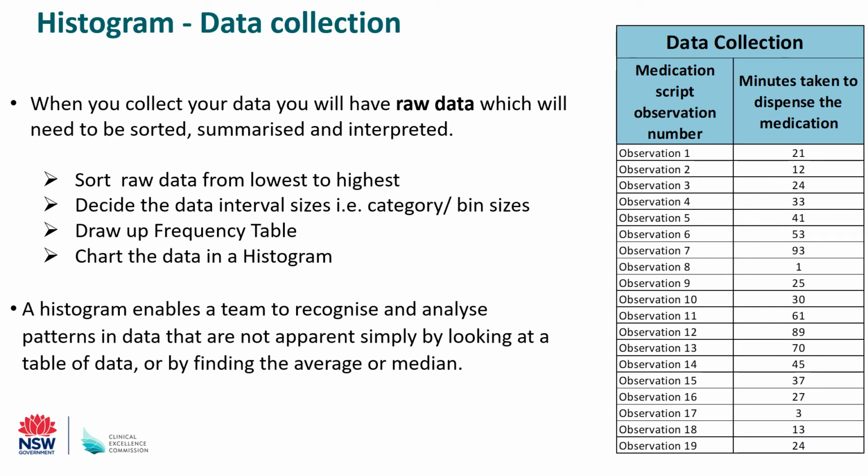So when you've collected your data, what we call this is raw data, and it will then need to be sorted, summarised, and interpreted. So the raw data firstly will need to be sorted from lowest to highest, and then you'll need to decide the data interval sizes, in other words, the sizes of the categories or the bins. Then you can draw up a frequency table and use that information to chart your histogram. So a histogram enables a team to recognise and analyse patterns in data that are not apparent simply by looking at a table of data or by finding the average or the median.